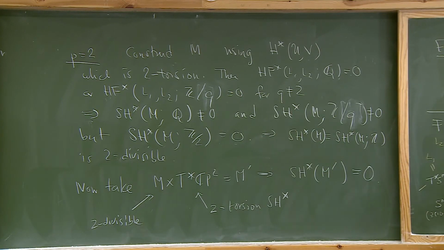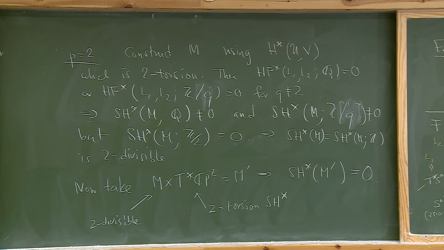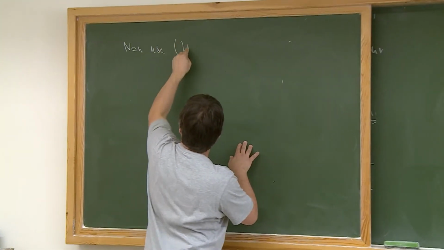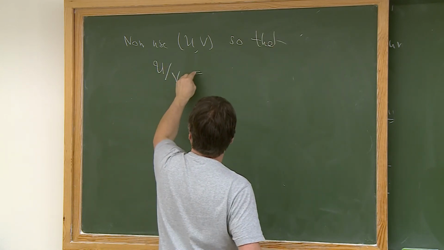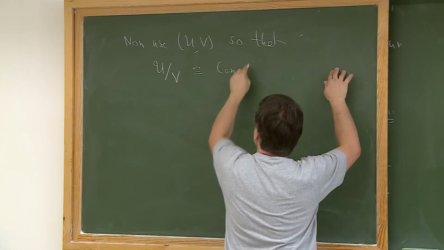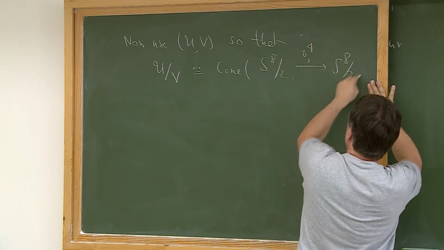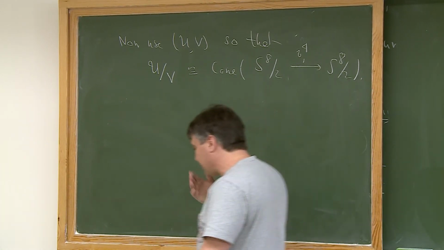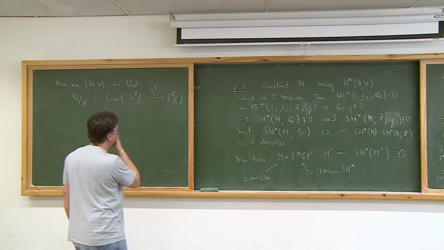So far I haven't specialized too much what I want to do. But here I want to use something specific. Use U, V so that U divided by V is isomorphic to the mapping cone of the Adams map. This certainly satisfies the fact that this only is 2-torsion, so I use this particular space. Okay. So then what happens here?